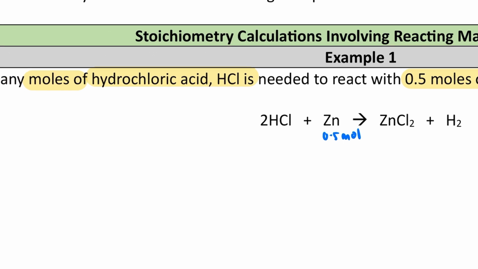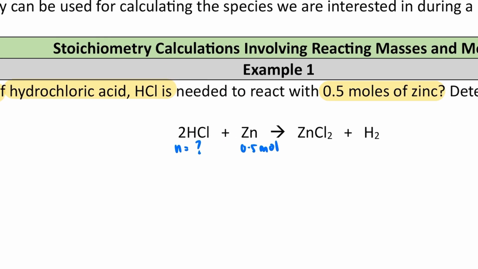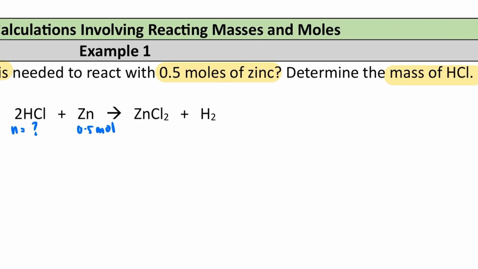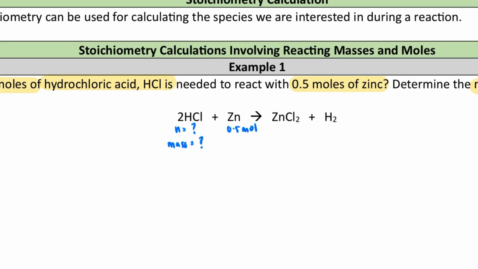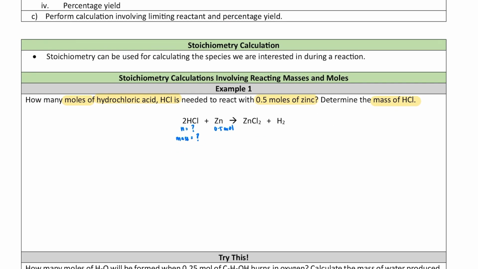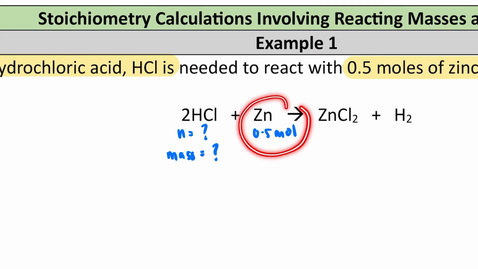While for HCl, the first thing the question asks is for the number of moles, so I am going to write n and then a question mark. The next thing the question asks is the mass of HCl. That means after we have our mole, we need to find our mass for HCl. So there are two things we need to find, but before that we need to find mole. By using the data from zinc, we are going to get data for HCl, using stoichiometric calculation.